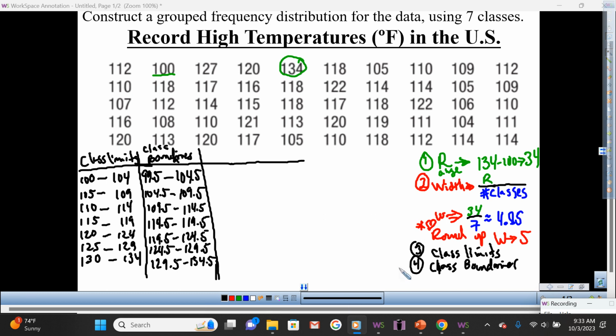All right, number 5, tallies. This is where we become statisticians and we start tallying our data. So I just sent you the screen. You can start crossing off numbers. So we're going to start with numbers in between. I'm going to write here in blue, tallies.